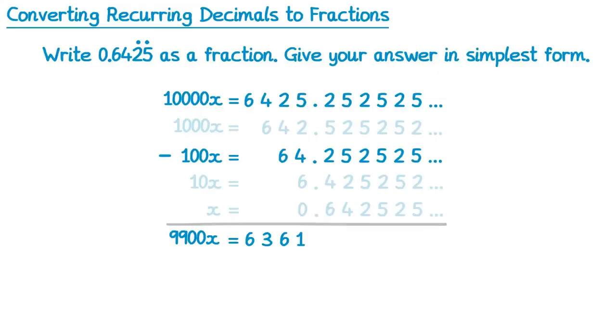So we get 9900x equals 6361. We're going to need to divide by 9900 to get x equals 6361 over 9900. Unfortunately, this one doesn't simplify.